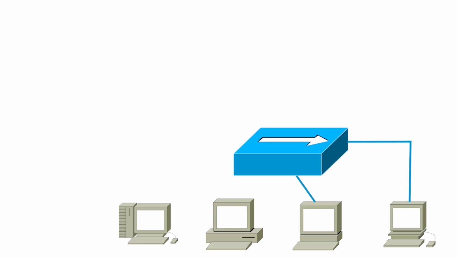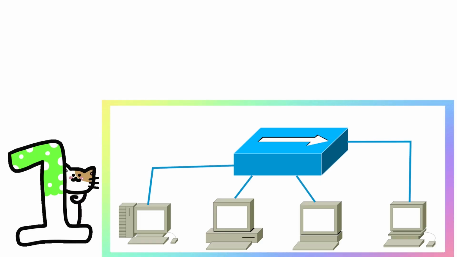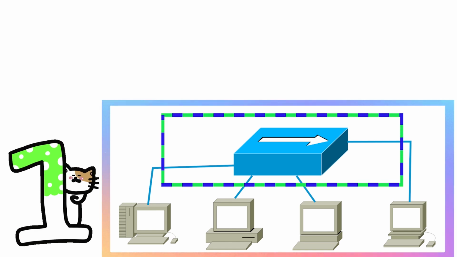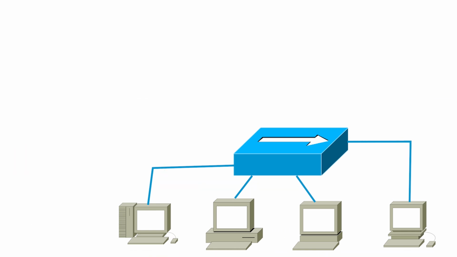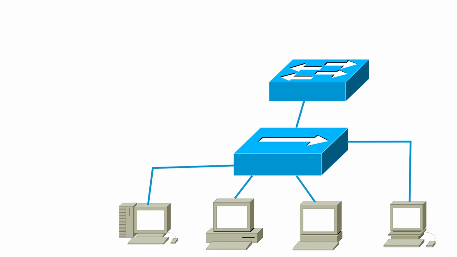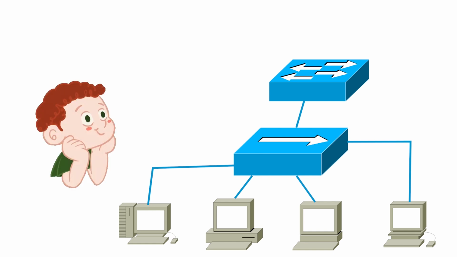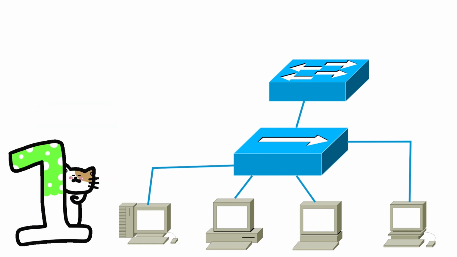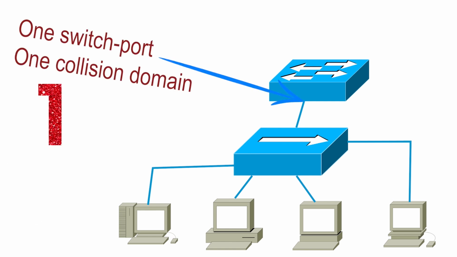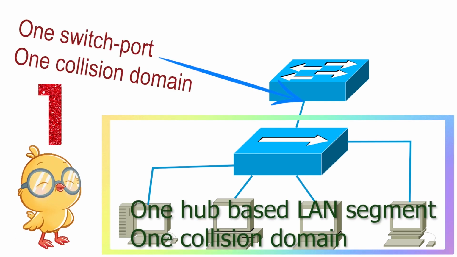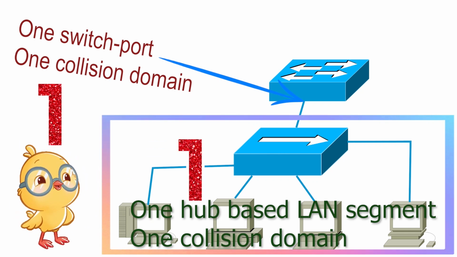Here, we have a hub connecting 4 PCs. We have a single collision domain since a hub works only in half-duplex. Now, let us add a switch to this network. Can you guess how many collision domains it has now? Right now, it is only one collision domain. We used one port of this switch. It creates one collision domain. We have a LAN segment running on a single collision domain.